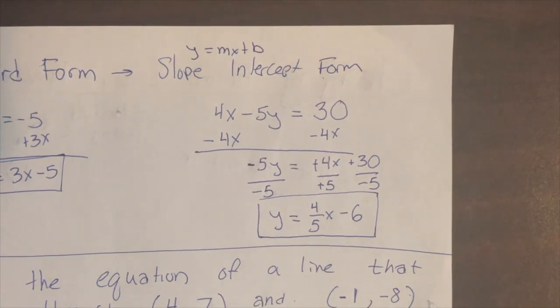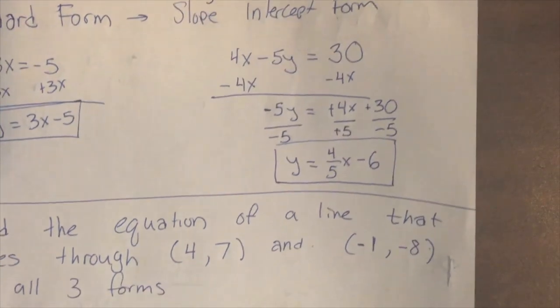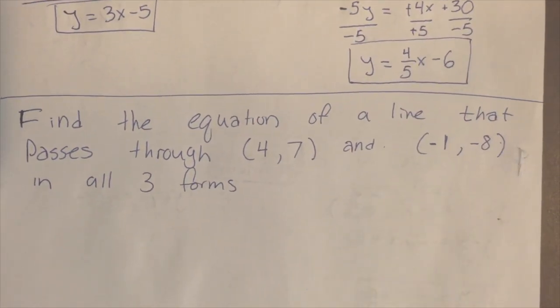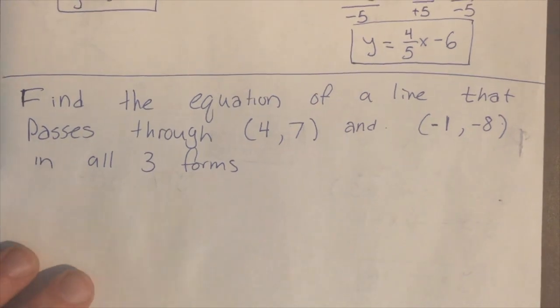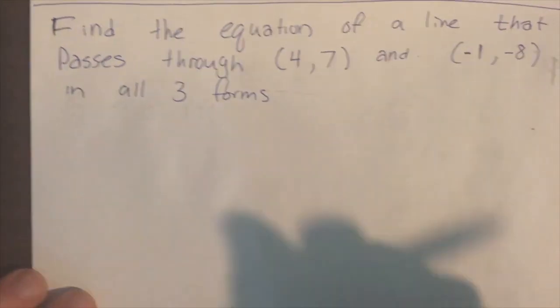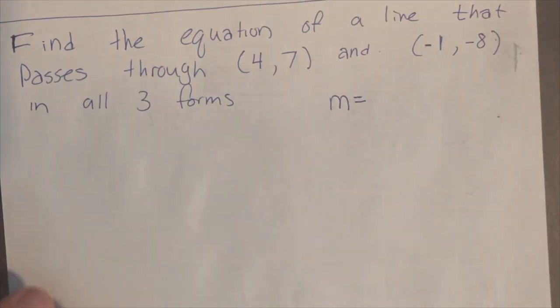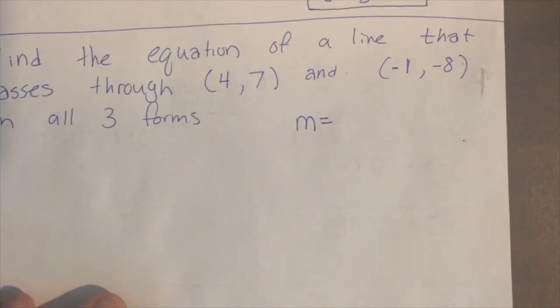Okay, so our last question, and again, if you need to rewind and check that again, go ahead. Our last question is this. This is a challenge to you. Find the equation of a line that passes through (4, 7) and (negative 1, negative 8) in all 3 forms. Okay, so let's try this. The first thing I'm going to do is find the slope, because you need to know the slope in order to calculate the equation of a line that passes through 2 points, right?